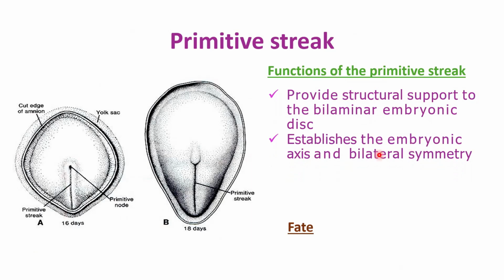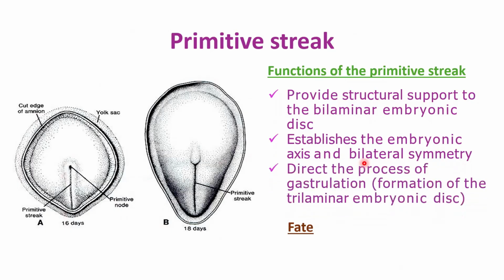Then it establishes the embryonic axis and bilateral symmetry. Remember, it will develop at the central position of the epiblast of this bilaminar disc. So it establishes the embryonic axis. This one will be left, this one will be right, and the bilateral symmetry, so no side or part is larger than the other one. And then it is the one that will direct the process of gastrulation, the process of formation of the three germ layers or the trilaminar embryonic disc.